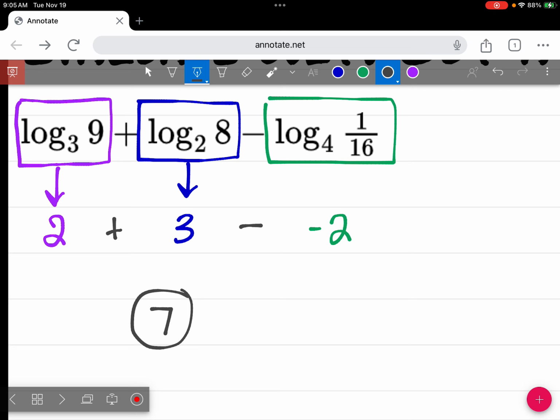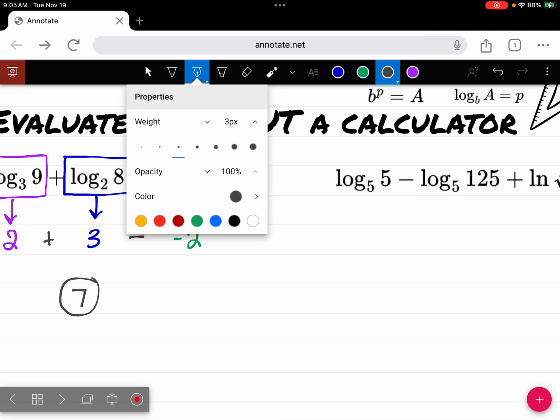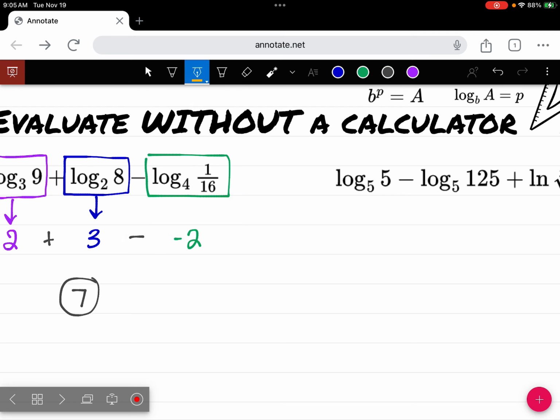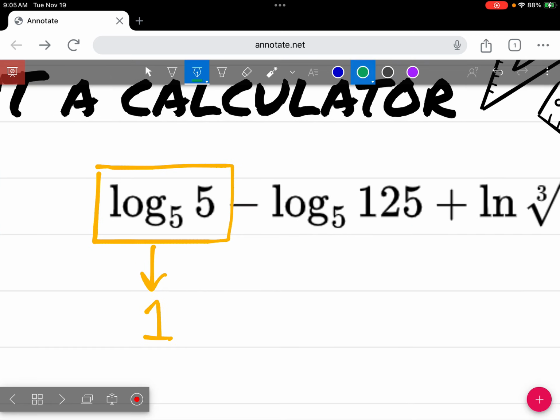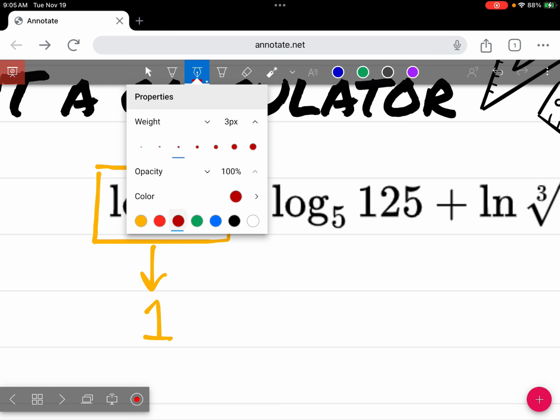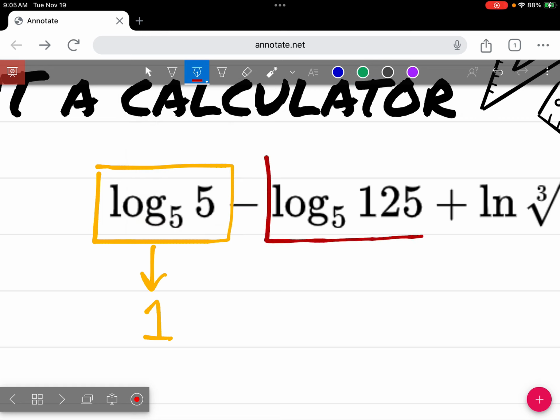Okay, so they look super complicated. They're not as hard as they look. The one on the right is very similar, same kind of vibe. Log base 5 of 5. 5 to what power equals 5? 1. Then we've got our log base 5 of 125. 5 to what power is 125? 3.